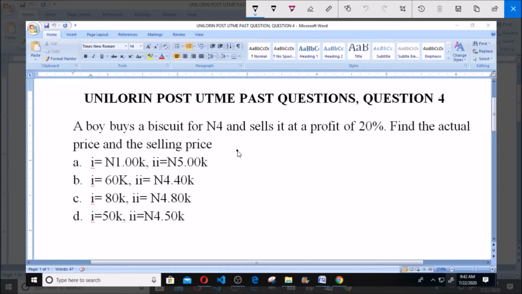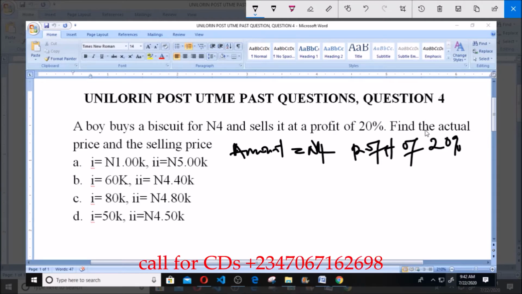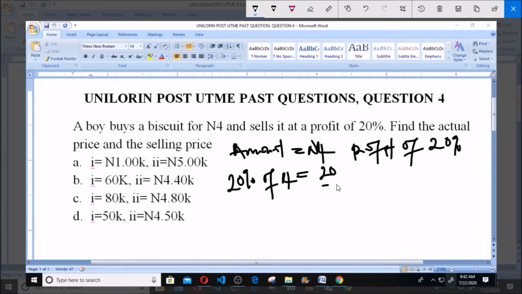Now, the amount he bought the biscuit for is 4 naira, and he sells it at a profit of 20%. Whenever you hear the word profit, you should know that the person is gaining. So the selling price will be more than the amount the person bought it for, because the person actually made a profit. Now they told you the profit is 20% of 4. Now 20% of 4 is equal to 20 over 100 multiplied by 4, which is 0.2 multiplied by 4, which is 0.8 naira. And 0.8 naira is the same thing as 80 kobo.